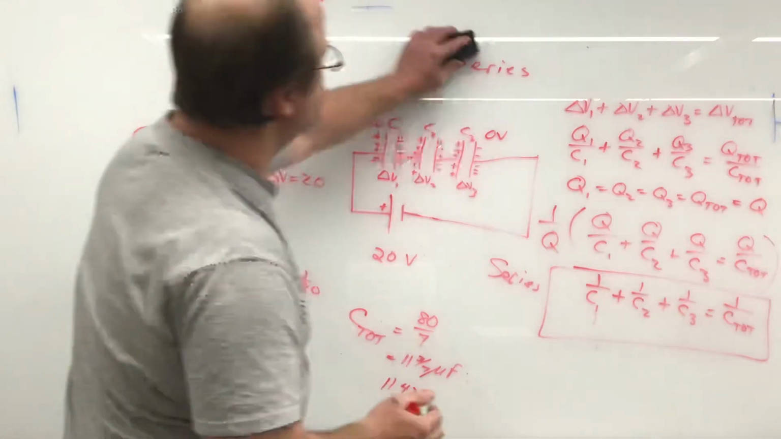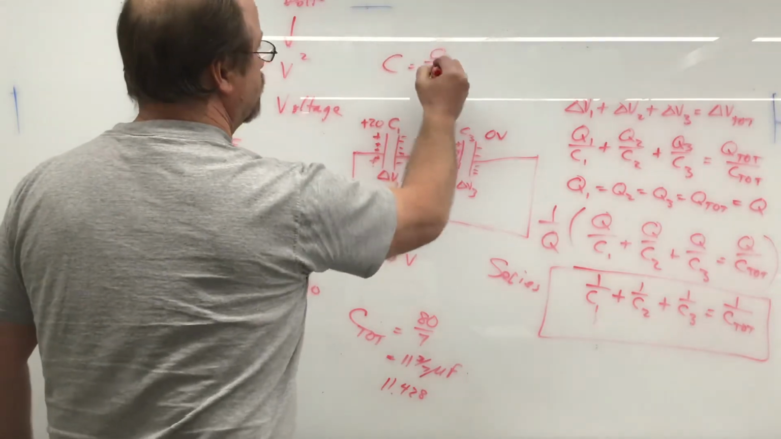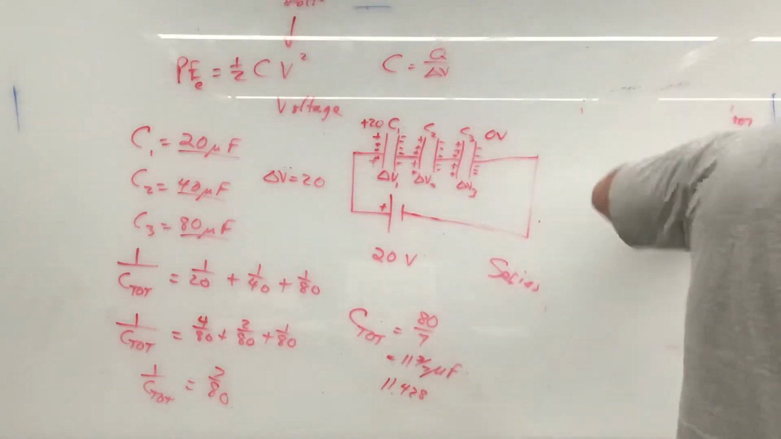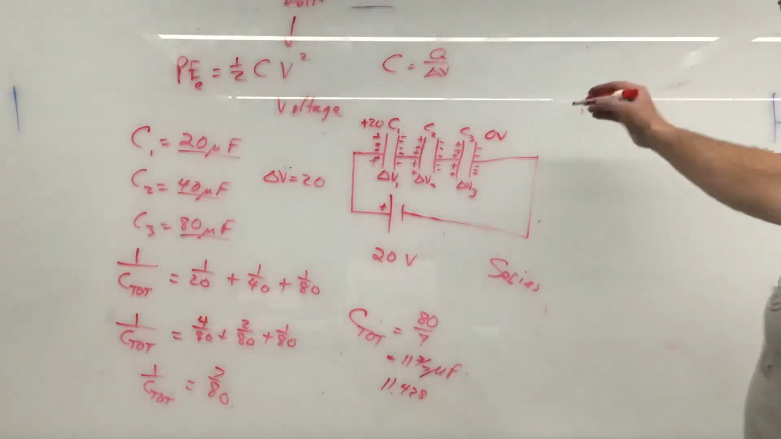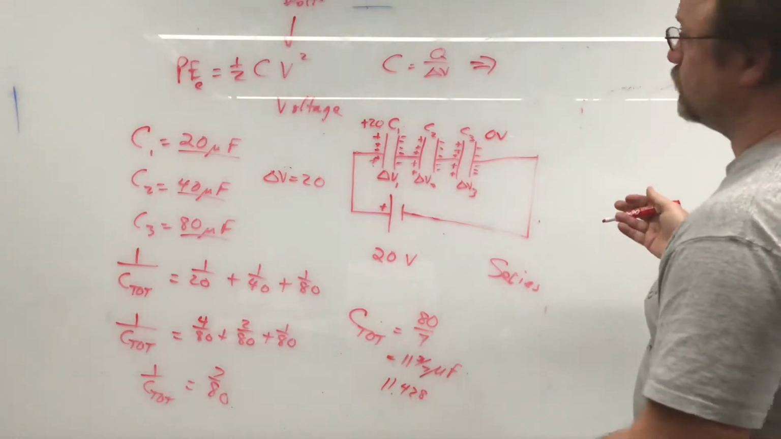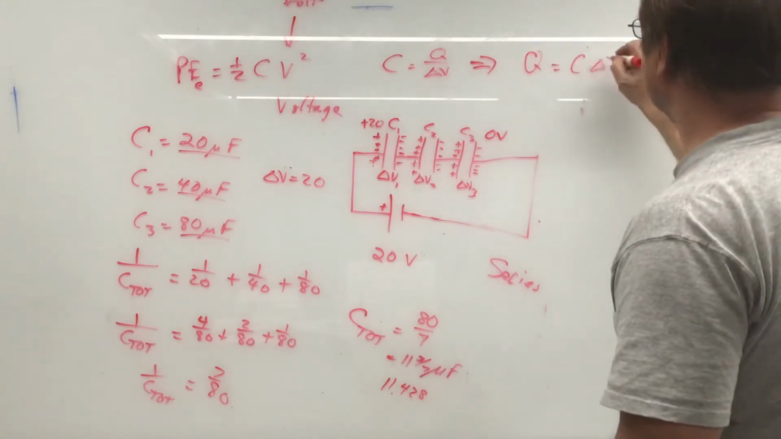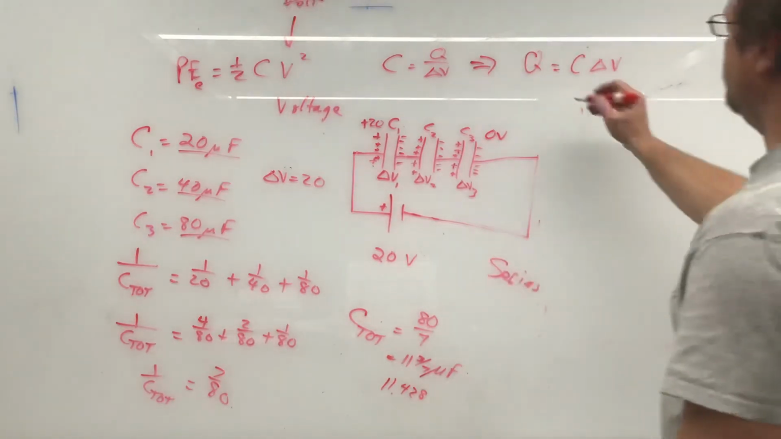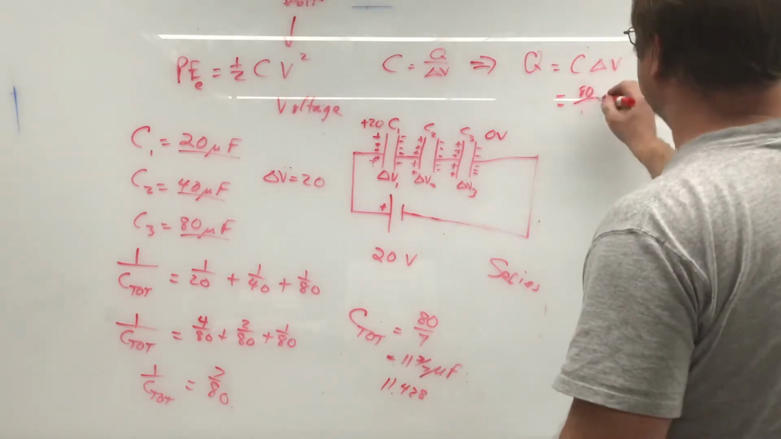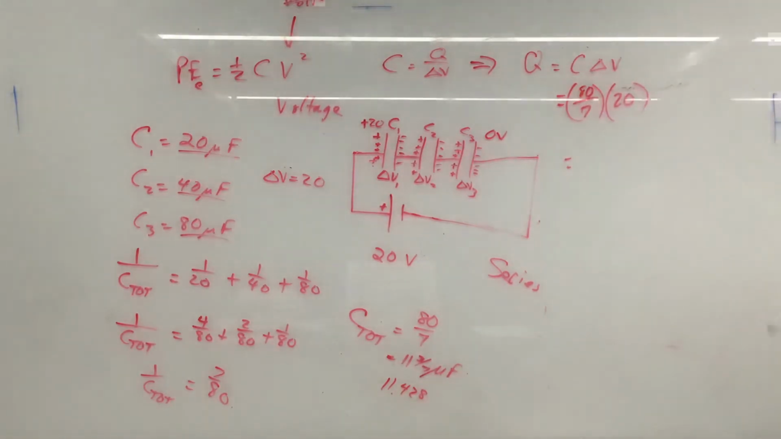Now, if I want to know more about that circuit, well, what do I know? One thing that I know, that I erased, but I'll put back up here, is that C is equal to Q over delta V. So since C is equal to Q over delta V, if we want to look at how much total charge can be stored in this circuit, well, Q is equal to C times delta V. I know delta V is 20, and I know the total capacitance is 80 over 7 microfarads, times 20.